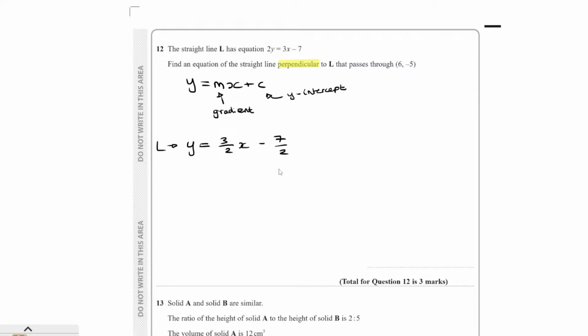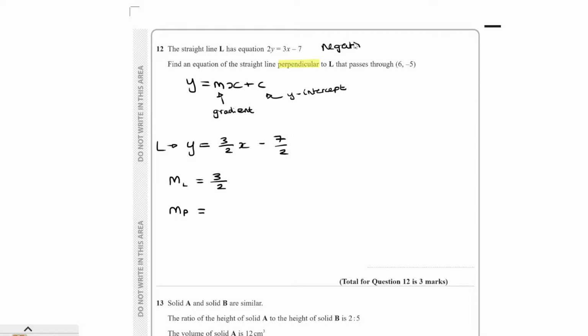Minus 7 over 2. The y-intercept of the other line doesn't really matter, but technically that's correct. So the gradient of the line, if I put it as L, is 3 over 2. And if I put the gradient, I'll put P for perpendicular, for our line that we want. This is where you have to remember perpendicular means negative reciprocal.